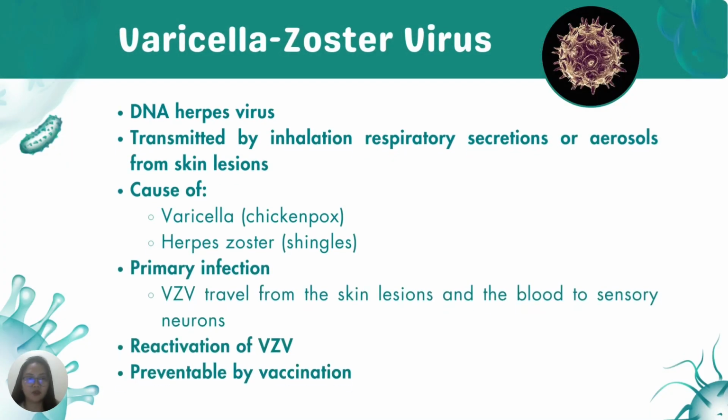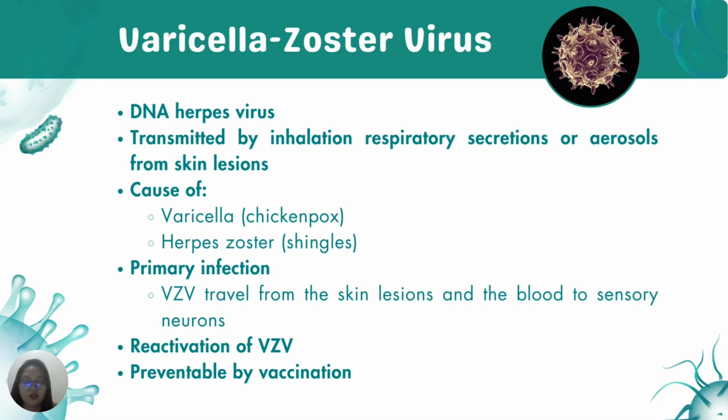Okay, so let's proceed with the varicella zoster virus. This is also a DNA herpes virus transmitted primarily by inhalation, respiratory secretions, or aerosols from skin lesions. This causes varicella or chickenpox and herpes zoster or shingles. Remember that shingles is a latent infection of chickenpox, which we can remember as the more painful version of chickenpox because the infection here is on the sensory neurons or the peripheral nerve endings, which is where our pain receptors are, right?